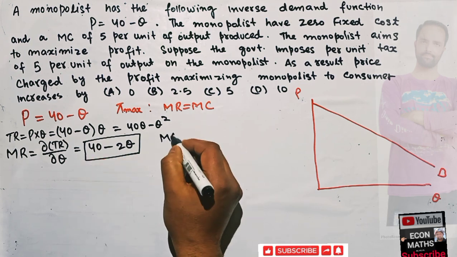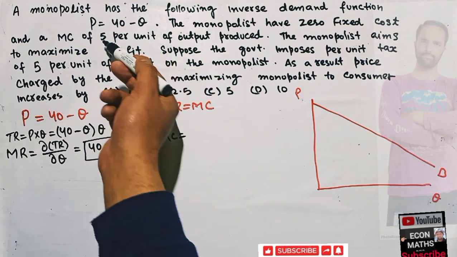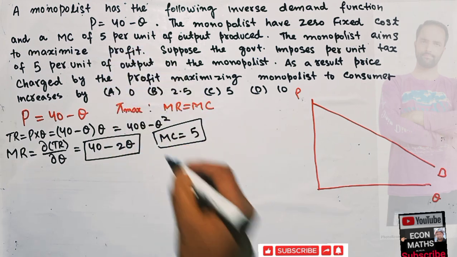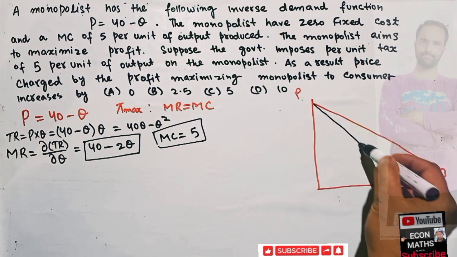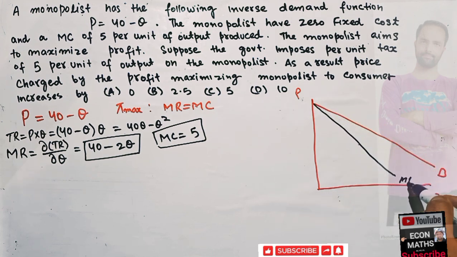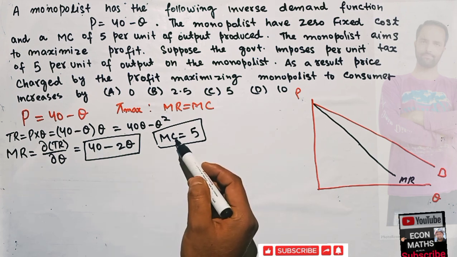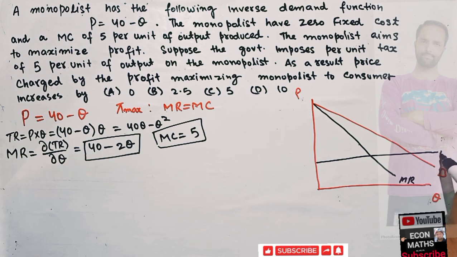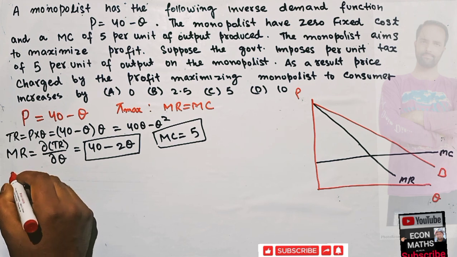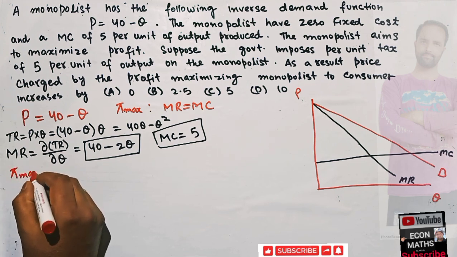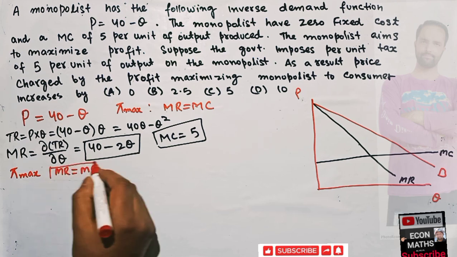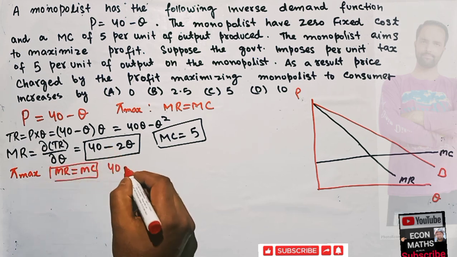Also our marginal cost is given to us. We are being told we have a marginal cost of 5. So let's draw the marginal revenue function like this. This is our marginal revenue function, and we are told that marginal cost is constant, which is 5. Let us say this is our marginal cost. Now profit maximization requires marginal revenue to be equal to marginal cost. So we have marginal revenue 40 minus 2Q.